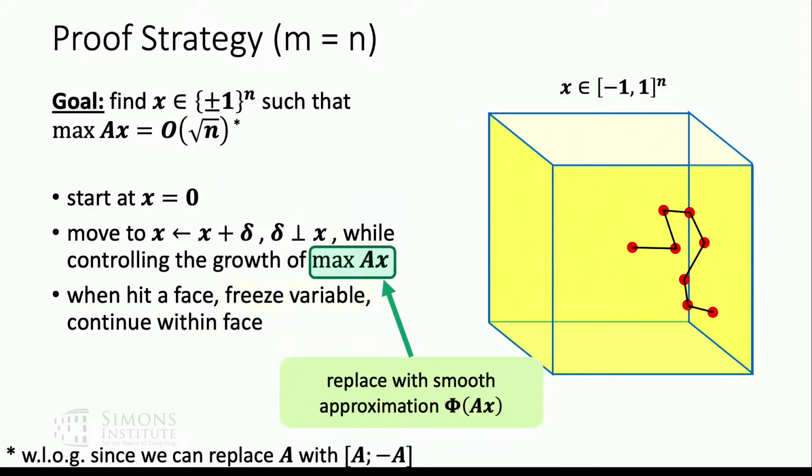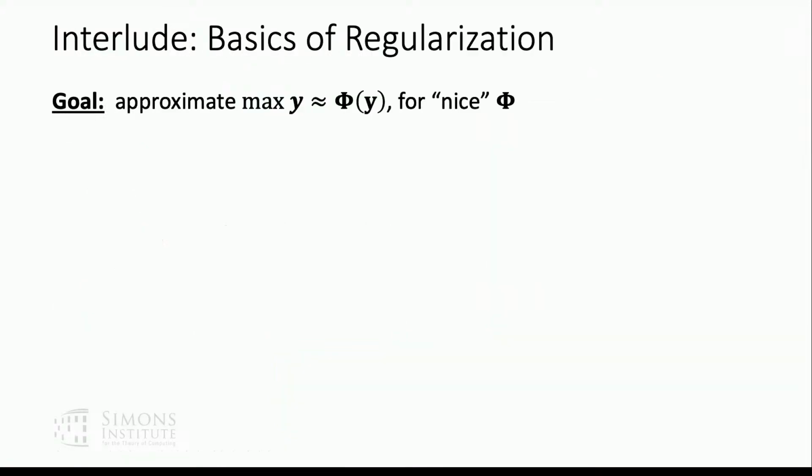So what I do, instead of directly tracking it, is something that we like to do a lot, which is to just replace this maximum function with a smooth approximation, phi. And which smooth approximation of the maximum function I use here is really going to determine the outcome of this algorithm, the discrepancy bound I manage to prove. So I'm going to do a brief interlude to show you how to derive such smooth approximations.